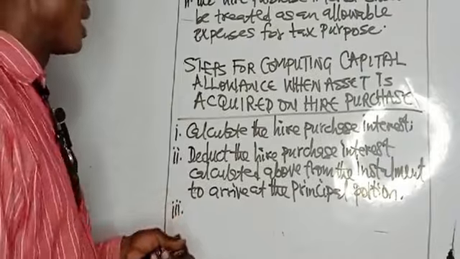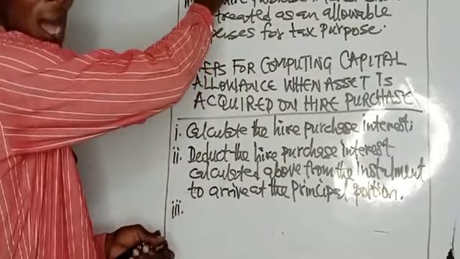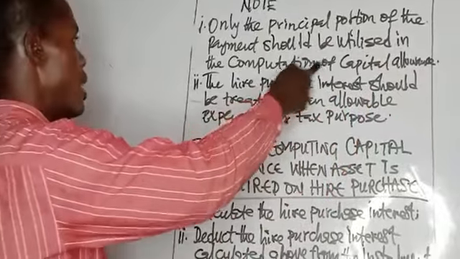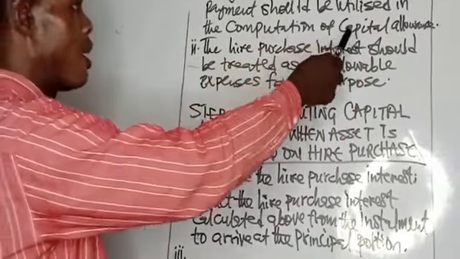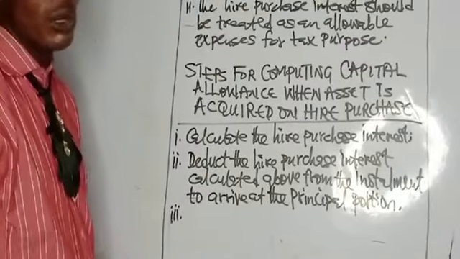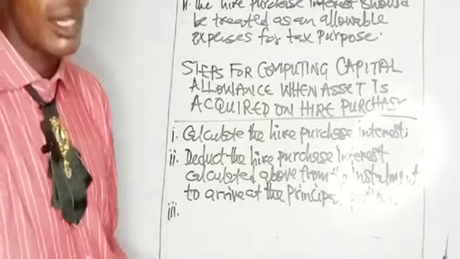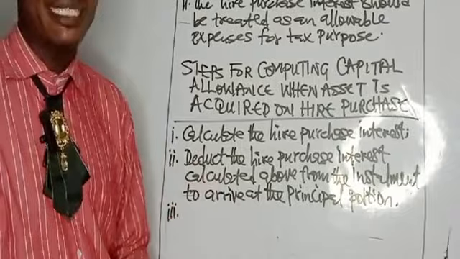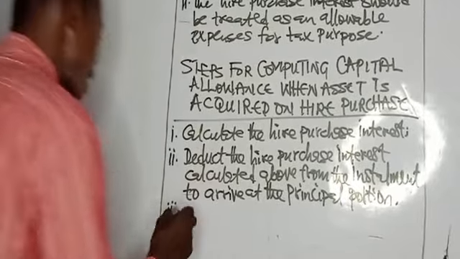Remember, I've told you in note 1 that only the principal portion of the payment should be utilized in the computation of capital allowance. So that is what we are trying to do in step 2. We want to arrive at the principal portion. Step 3, identify the basis period for capital allowance purposes.